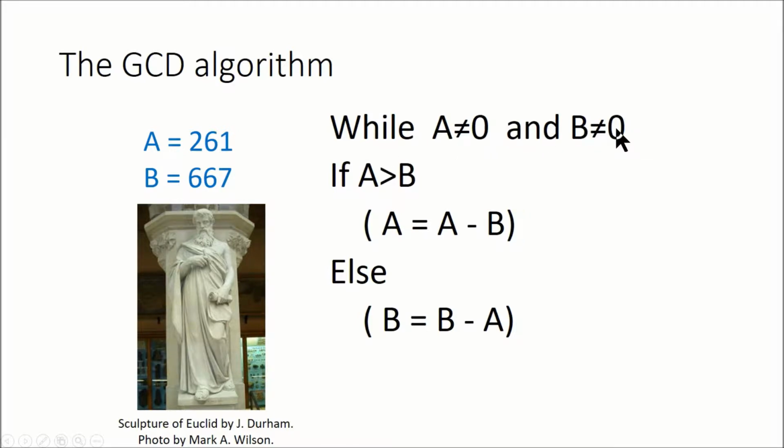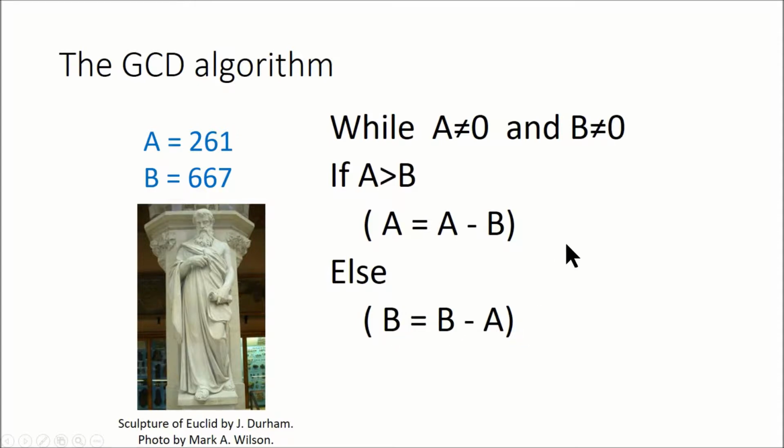So while those both are not equal to 0, we run the rest of the code, which is this if statement here. And it's going to ask if a is greater than b, then assign a equal to a minus b. If it's not, so else, we're going to assign b equal to b minus a.